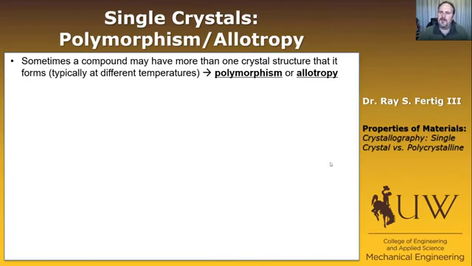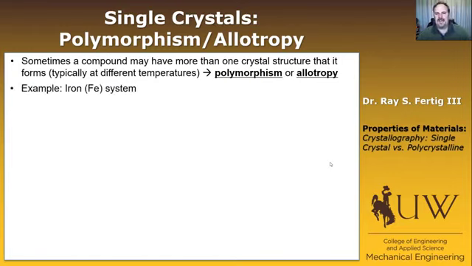One more thing I want to mention about single crystals is that sometimes a compound or an element can have more than one single crystal structure that it forms. It's typically something that happens at different temperatures, but not always. The fact that they have multiple structures is what we call polymorphism or allotropy.